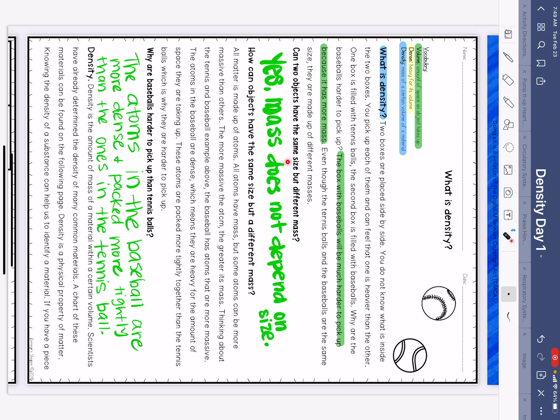Can 2 objects have the same size but different mass? Yes, mass does not depend on size. How many objects have the same size but a different mass? All matter is made up of atoms.